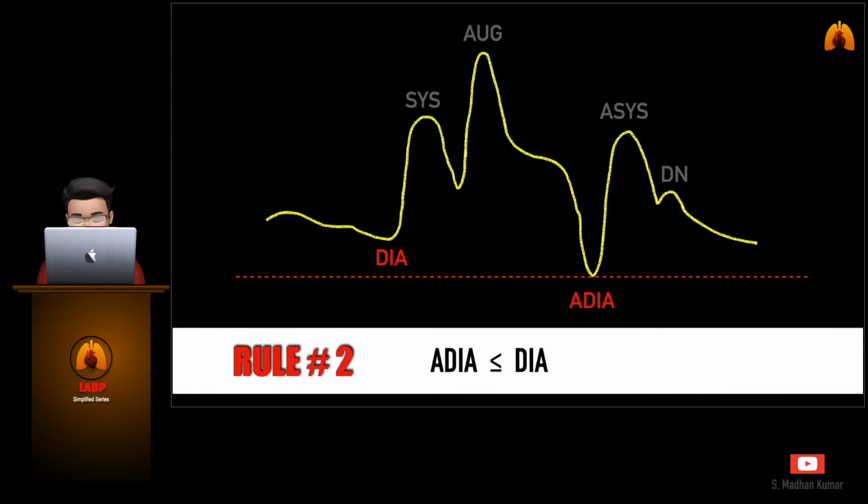You can see through the reference line that assisted end diastolic pressure is lesser than or equal to unassisted end diastolic pressure. This is rule number 2.